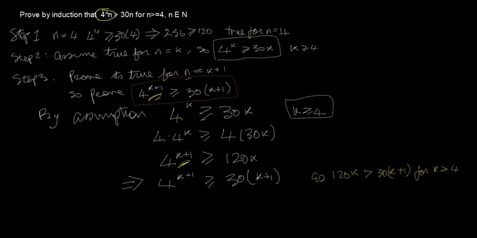I've got 4 to the power of k plus 1 is therefore greater than 30 by k plus 1, which is my assumption. The reason I can say this is that when k is greater than or equal to 4, obviously 120k is greater than 30 times k plus 1. It's like if I say to you that k is greater than 10. Well, obviously, k is going to be greater than 5 as well. And that's what I'm doing down here. I'm saying that 4 to the power of k plus 1 is greater than 120k. And as 120k is greater than or equal to 30 times k plus 1, for k greater than or equal to 4, obviously, 4 to the power of k plus 1 is greater than 30 by k plus 1.